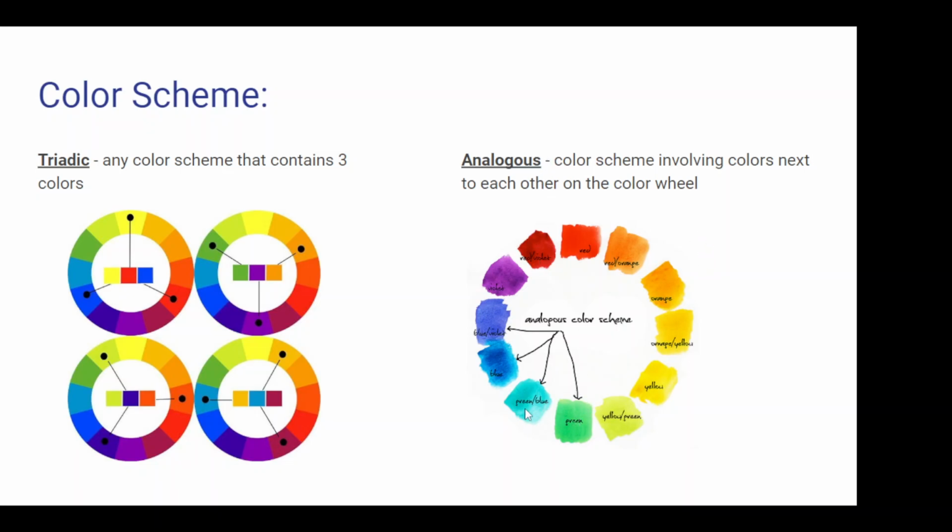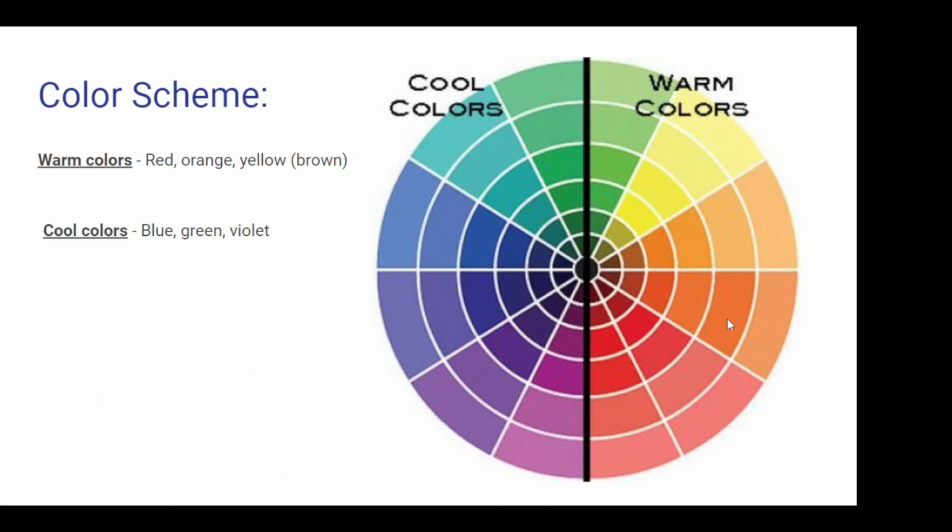So analogous colors are colors that are right next to each other on the color wheel. Anywhere between 3 and 4 is typically what you will see in analogous. Sometimes you'll see a 2-color analogous color scheme, but usually it's 3 or 4. In design, we like odd numbers. So a lot of times you're going to see it as 3.